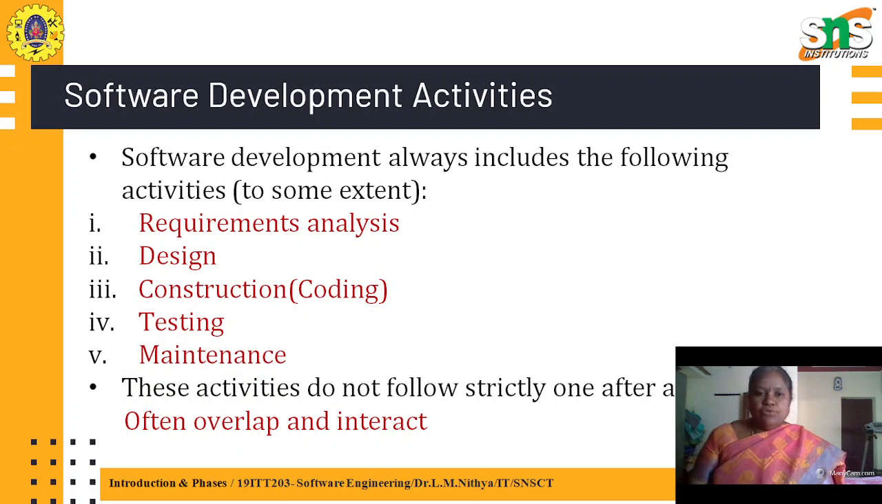Software development includes the following stages. The first step is requirement analysis, followed by design, coding, testing, and maintenance. But the main thing to note here is that these activities do not follow strictly one after another. They often overlap and interact. What do I mean by that? It is not that you complete requirement analysis and then move on to design. While doing your design, if you find that a few requirements are missing, or have errors or need changes, then you go back to the requirement analysis stage.